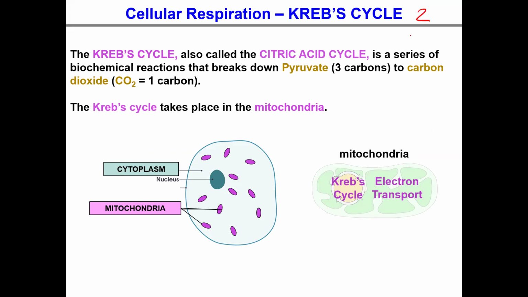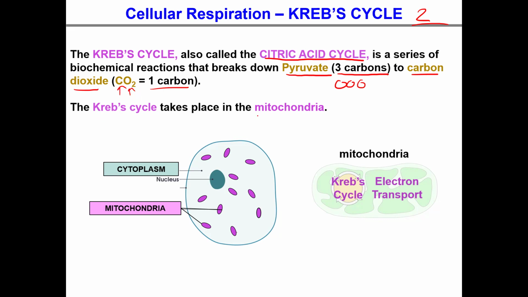In this case, it's the second step in cellular respiration. The Krebs cycle is also known as the citric acid cycle, and it's a series of biochemical reactions. The main idea is to break down our pyruvates, which remember are three carbons, into carbon dioxide, with a single carbon and two oxygens.